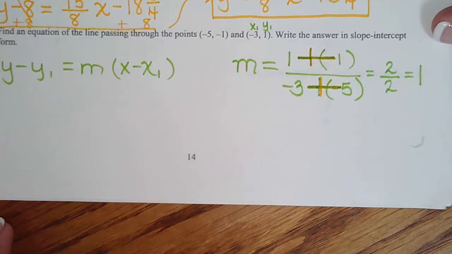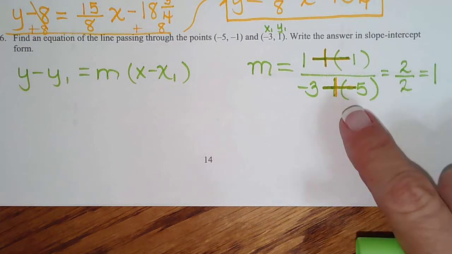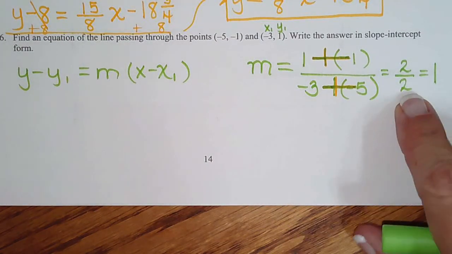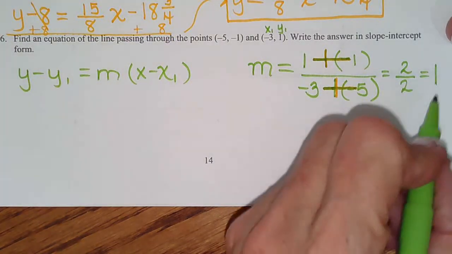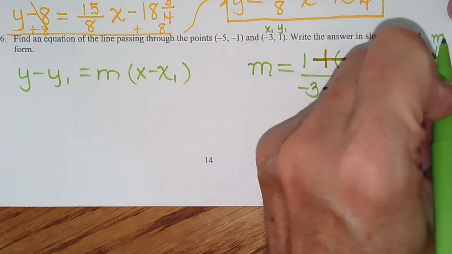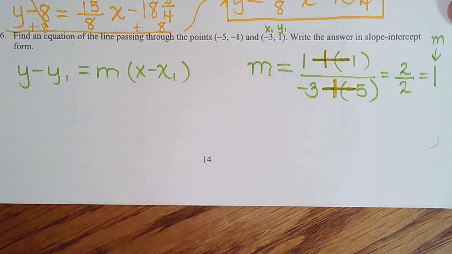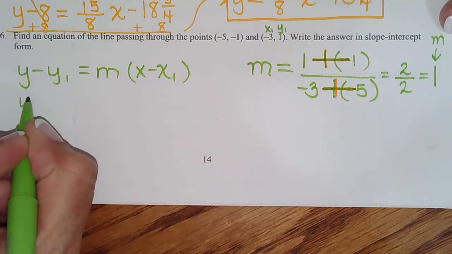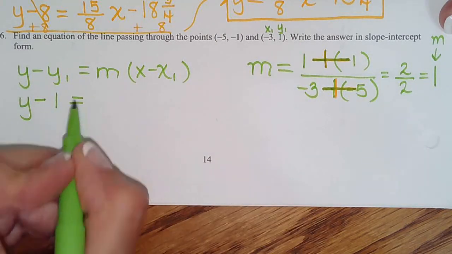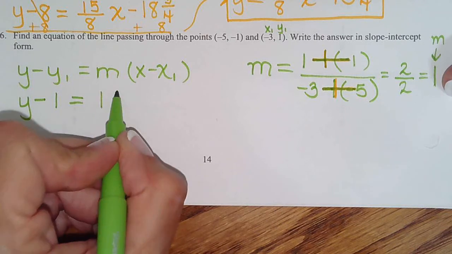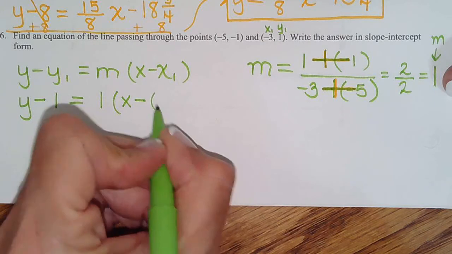Oh, that is pretty. Finally, we got a nice answer. So 1 plus 1 is 2, 5 minus 3 is 2, 2 divided by 2 is 1. So there's our m. And like I said, I'm picking this one for my x1, y1. If you pick that one, you'll see we got the same answer. So y minus, and my y1 is 1, equals m, which is 1, times x minus, and my x1 is negative 3.